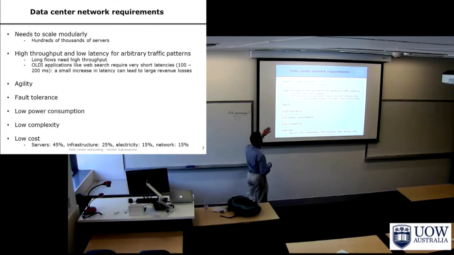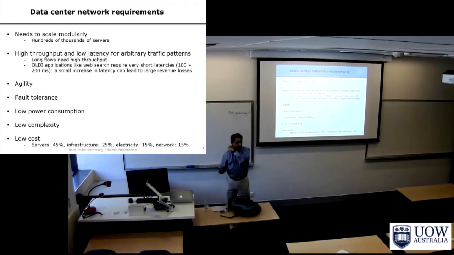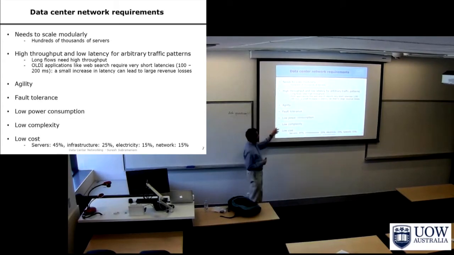Fault tolerance. Faults are actually the norm rather than the exception in a data center because these contain hundreds of thousands of commodity machines. So any one of them can fail at any given time. Obviously we need low power consumption, I already mentioned that, low complexity, and low cost. These are pretty much given for any system.